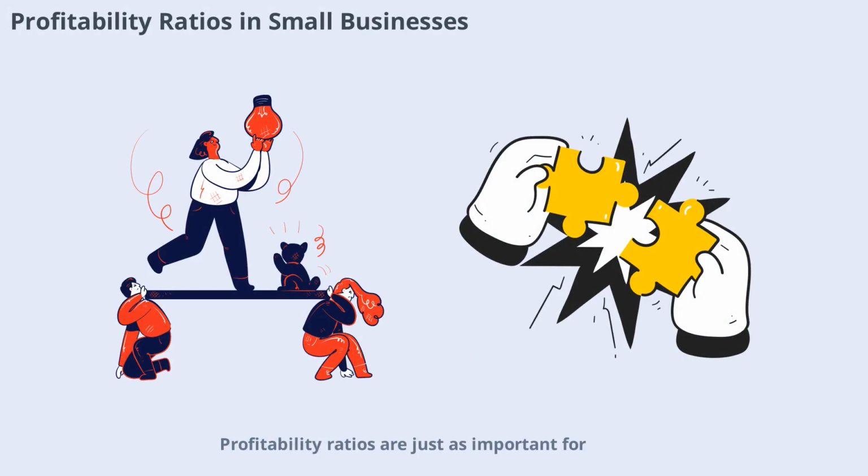Profitability ratios are just as important for small businesses as they are for large corporations. Small business owners can use these ratios to monitor performance, set prices, and control costs. By regularly tracking profitability ratios, small businesses can make informed decisions and improve their chances of long-term success.